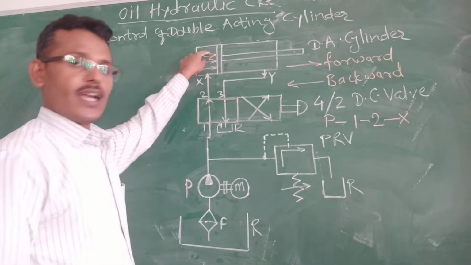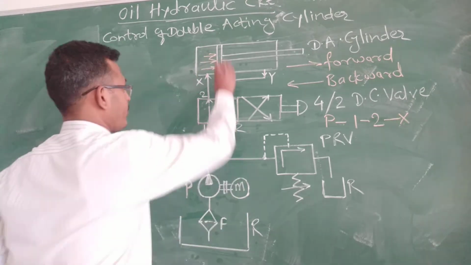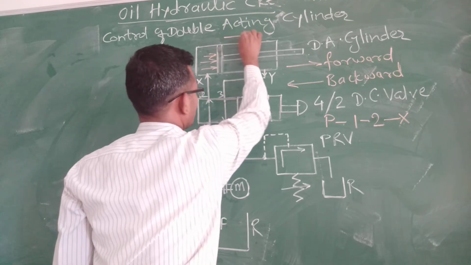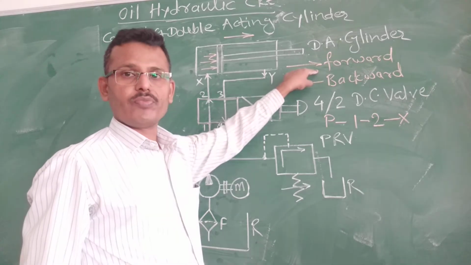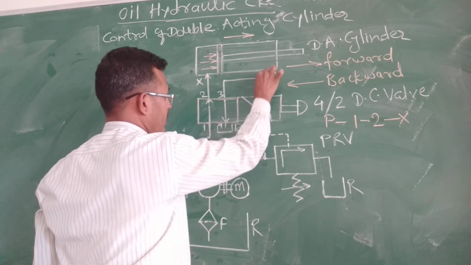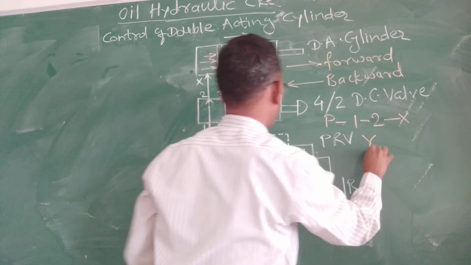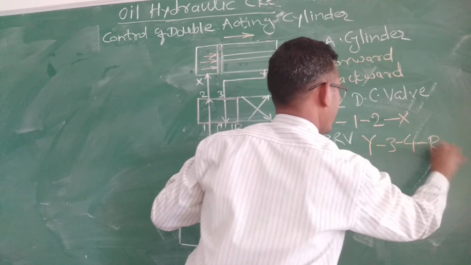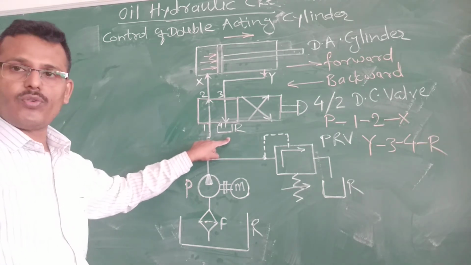When it is admitted inside the cylinder of this double acting cylinder, it exerts pressure on the piston, so that this piston moves in the forward direction along with the piston rod to complete the forward stroke. Whatever oil is present on the piston rod side flows back from port Y to port 3, from 3 to port 4, and finally it is admitted into the reservoir. In this way it completes its forward stroke.